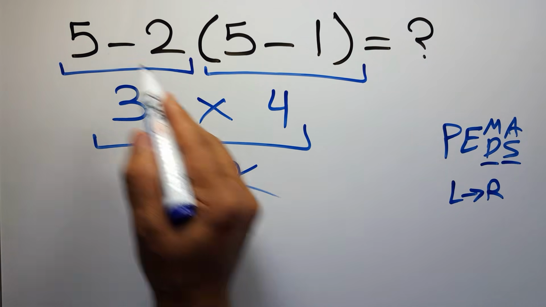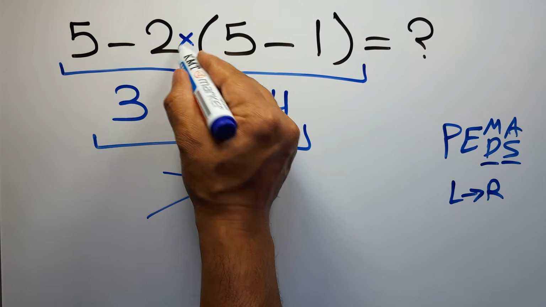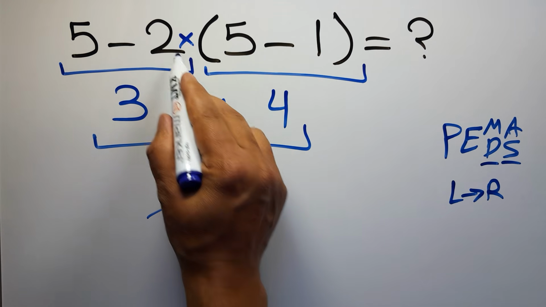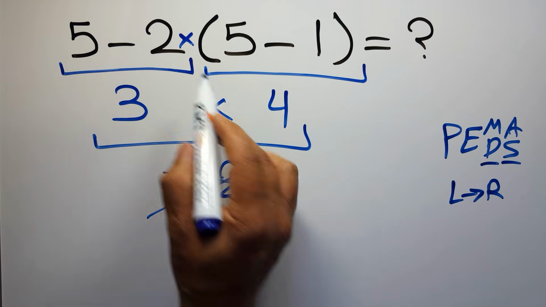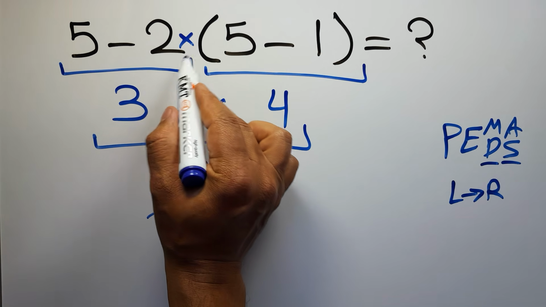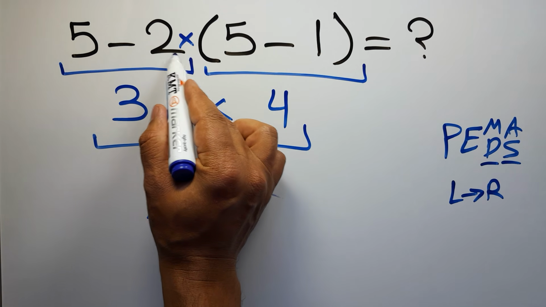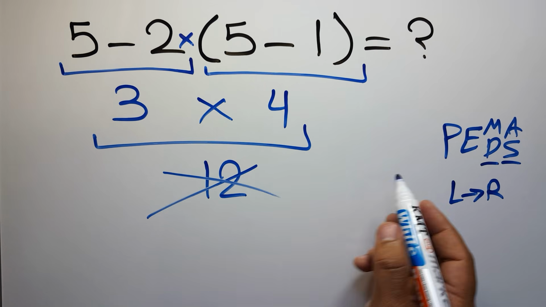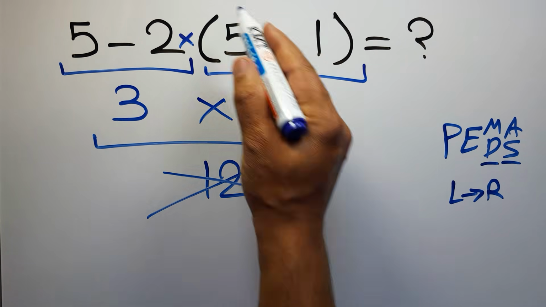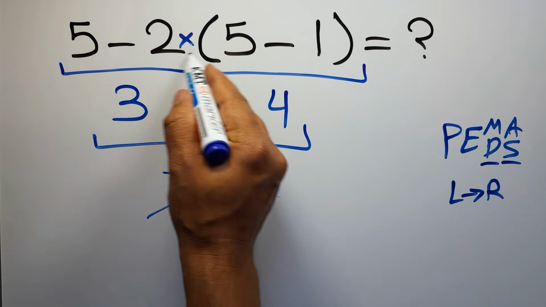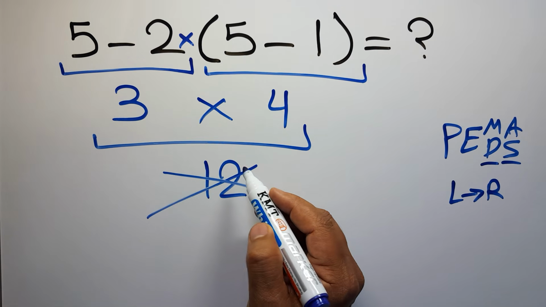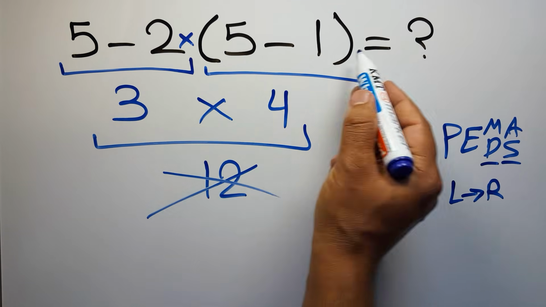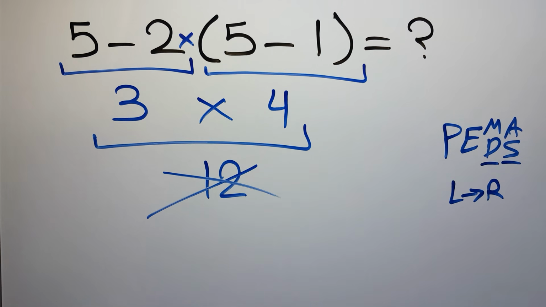In this expression, we have one subtraction, one multiplication, and one parentheses. Inside this parentheses, we have one subtraction. Here we have a multiplication because in mathematics, when a number is placed next to parentheses, it means multiplication, and we usually don't write the multiplication sign for brevity. Okay, so according to PEMDAS, first we have to do this parentheses, then this multiplication, and finally this subtraction. If we do this subtraction before this multiplication or this parentheses, it is wrong.